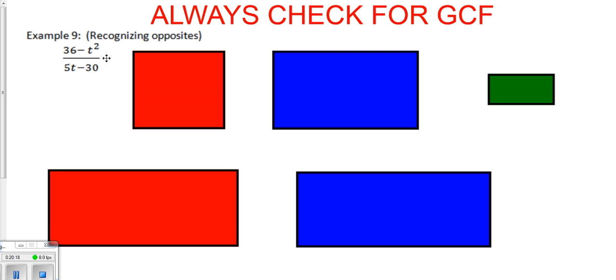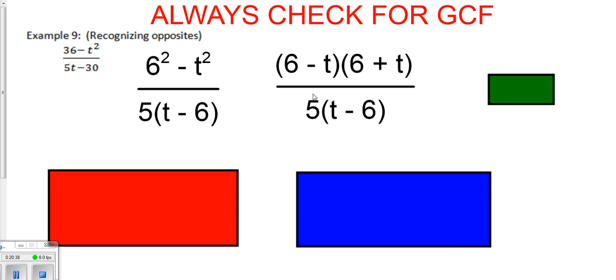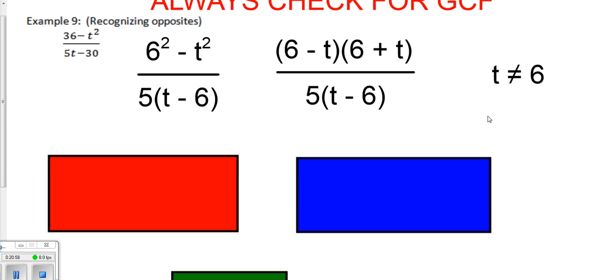Last example. Again, always check for greatest common factor. Our first step in this one. These two don't have a greatest common factor, but we do notice them as a difference of squares. 6 squared minus t squared. The bottom one does have a greatest common factor of 5, so we take it out and it's now 5 times t minus 6. Simplifying even more, the top piece becomes 6 minus t and 6 plus t, difference of squares. So we have on the bottom then 5 times t minus 6. Using that, we know our only excluded value is t cannot equal 6. So that part will take care of all of our excluded values.